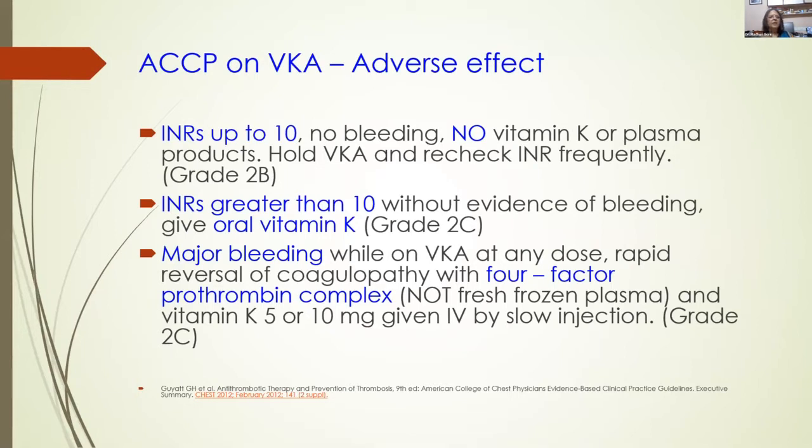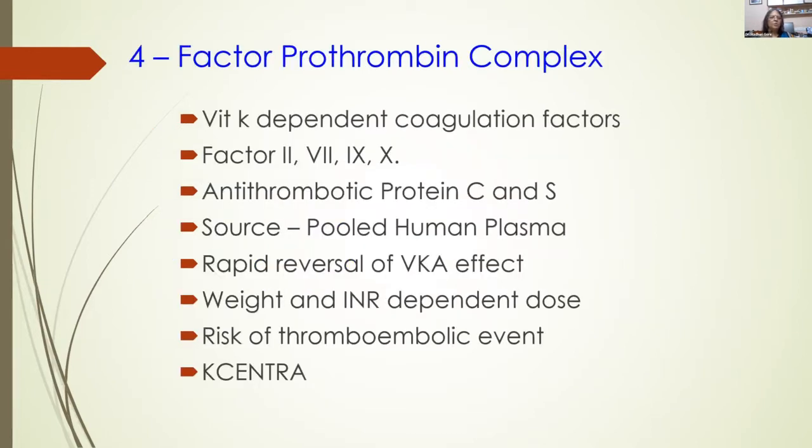If the patient's INR is up to 10 and there is no bleeding, then we should just withhold the vitamin K antagonist and not give vitamin K or any other plasma product. But if it is greater than 10 without evidence of bleeding, then withdraw the VKA and give oral vitamin K. If it is associated with major bleeding, which is really worrisome, at any dose, then we need to reverse the coagulopathy with 4-factor prothrombin complex and not fresh frozen plasma. Vitamin K is also to be given intravenously as a slow injection to these patients.